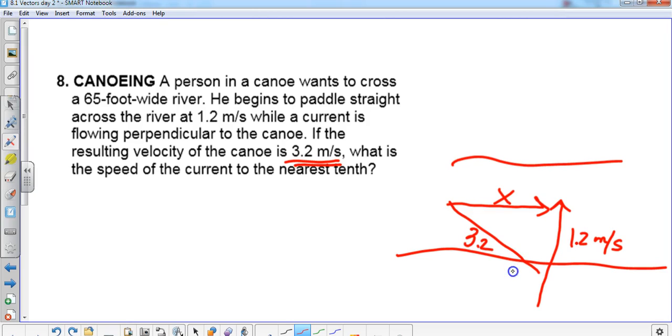So this is 3.2, guys. What happens when, okay, let's say the current's pushing him this way. He's actually moving 3.2 here. So we just need to undo Pythagorean theorem. I knew we could do this one quick. Anybody else get 3? Round up. Yeah, about 2.97 or around 3 meters per second.